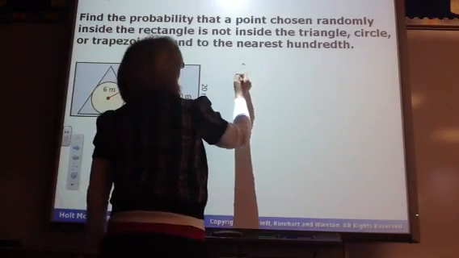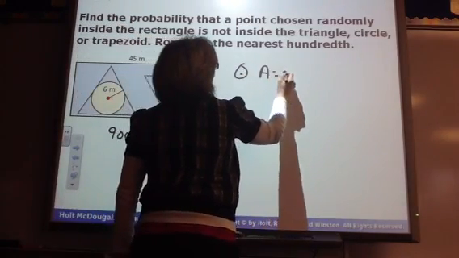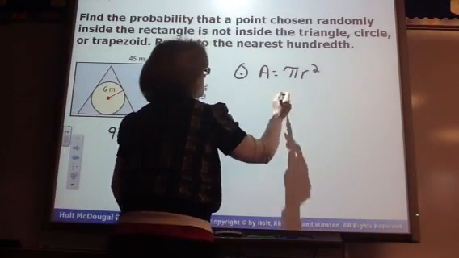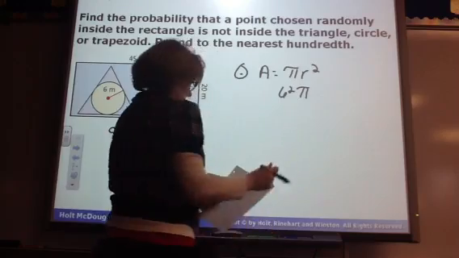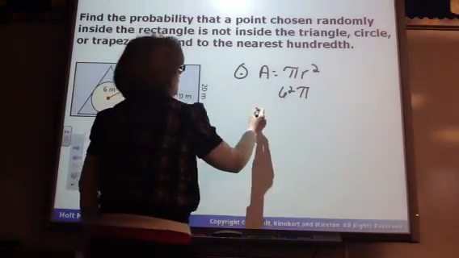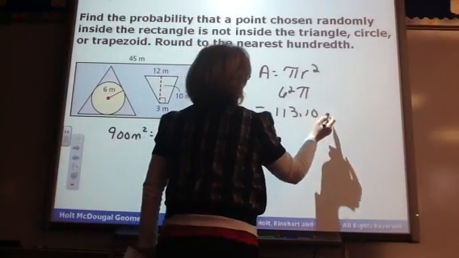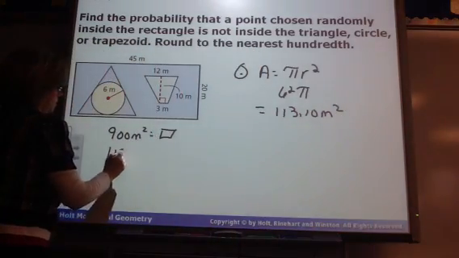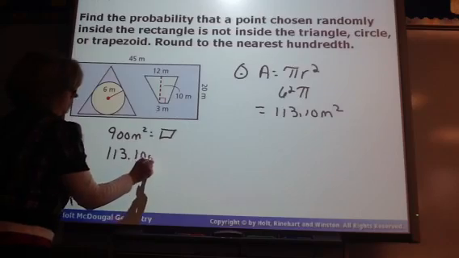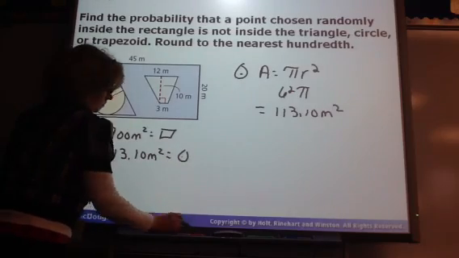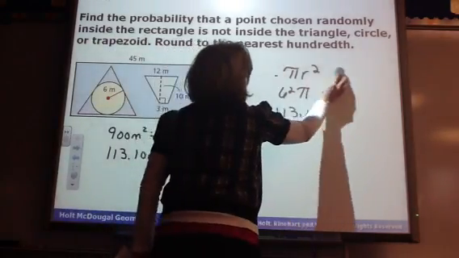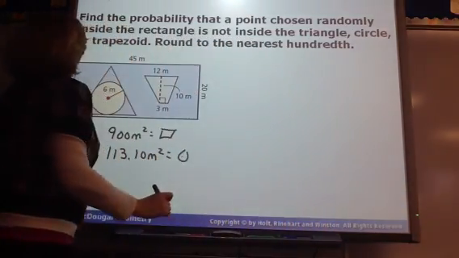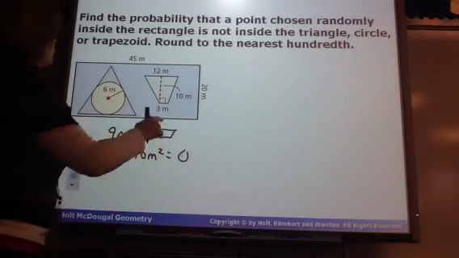Let's find the area of the circle. So our radius is 6. And so here's our circle. Okay, let's do our trapezoid.